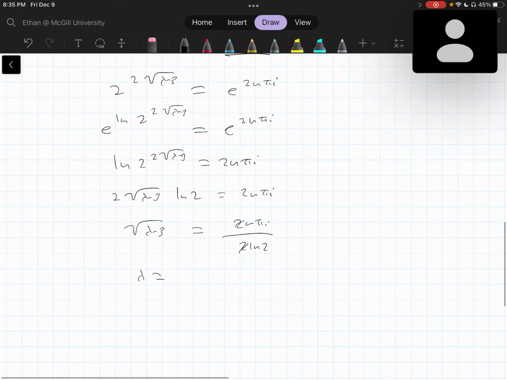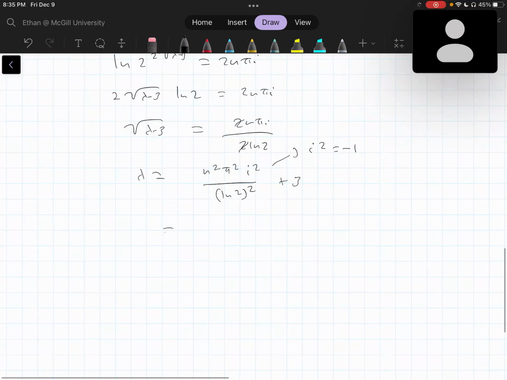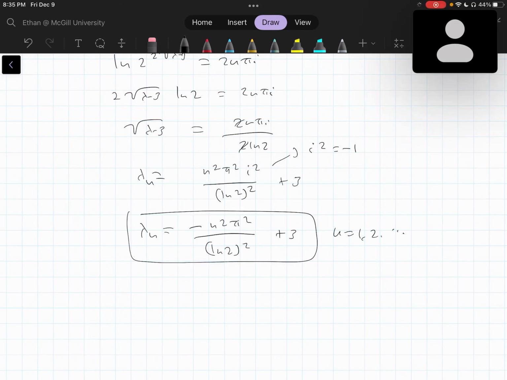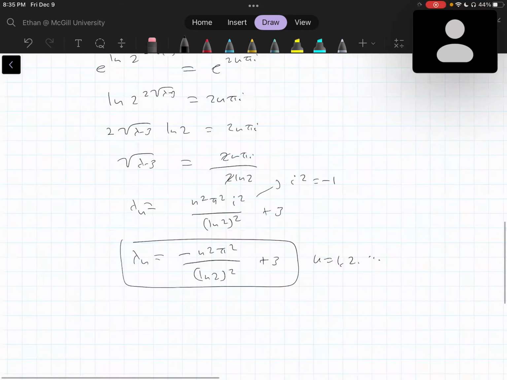And then lambda is equal to n squared pi squared i squared divided by ln 2 squared plus 3. Now i squared is equal to -1. This is actually just going to be equal to lambda n equals negative n squared pi squared over ln 2 squared plus 3, for n equal to 1, 2, etc. Those are the eigenvalues for our ODE.